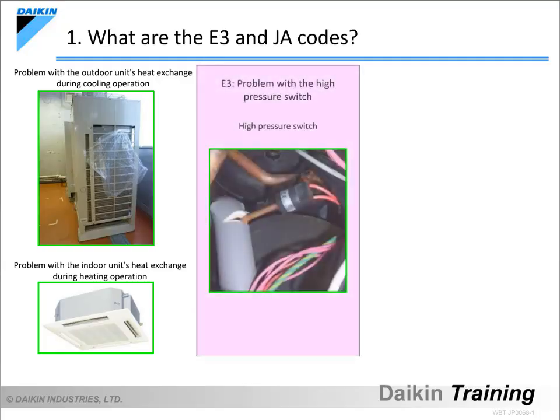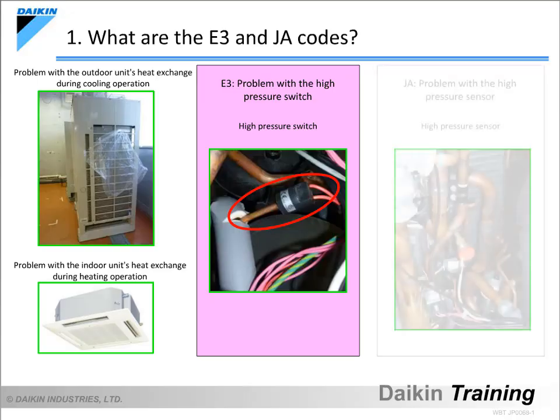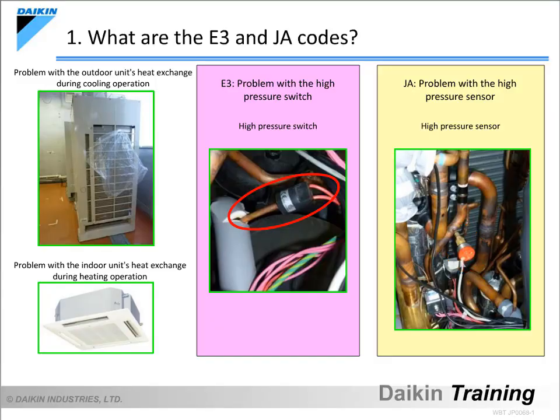E3 is the malfunction code displayed on the remote controller when the air conditioner is stopped upon activation of the protective device due to an abnormal rise in the high pressure side. JA is the malfunction code displayed when the air conditioner is stopped after the high pressure sensor detects an abnormal pressure value. In the following topic, we will discuss the high pressure protection and control of R410A air conditioners.